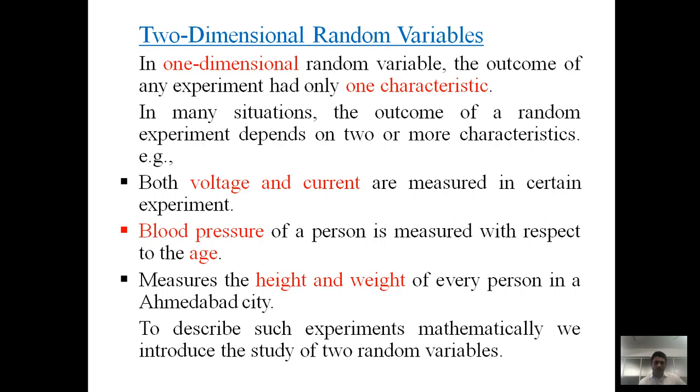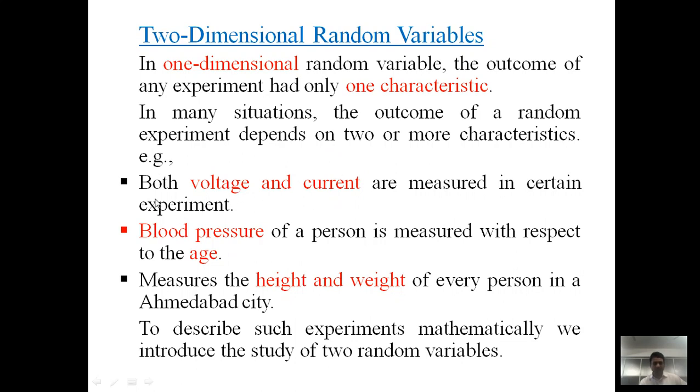In a one-dimensional random variable, the output of any experiment had only one characteristic. But in many situations, the outcome of a random experiment depends on two or more characteristics. Just like when we have to calculate voltage and current in some particular experiment, we have to study two characteristics, voltage and current, at a time.